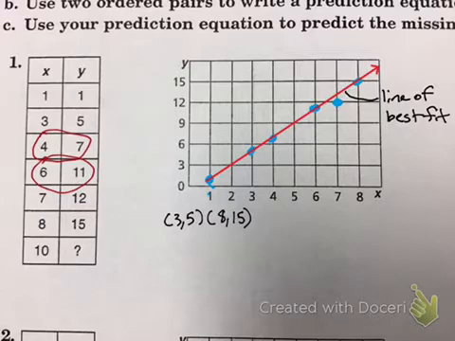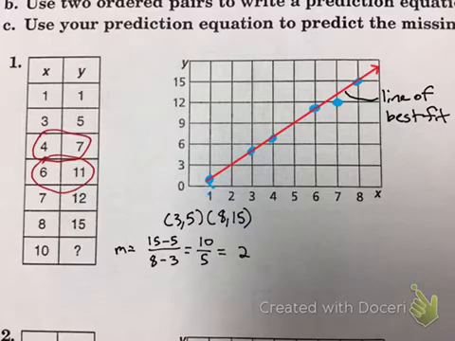Alright, so I'm going to find my slope with those 2 points, 15 minus 5 over 8 minus 3. That gives me 10 over 5, and that gives me a slope of 2. That's really nice. It's nice, obviously, having an integer as a slope. Oftentimes the slope will be a fraction, and that's completely fine. So we've got a slope of 2.